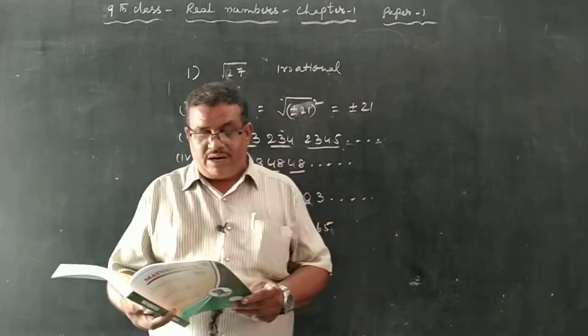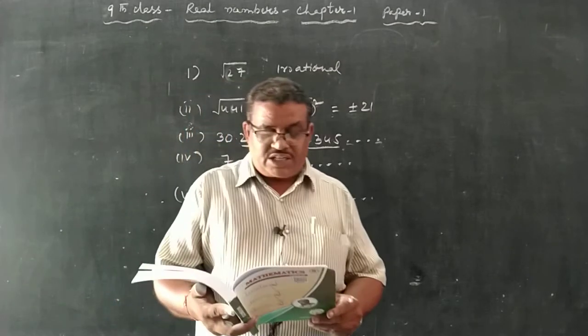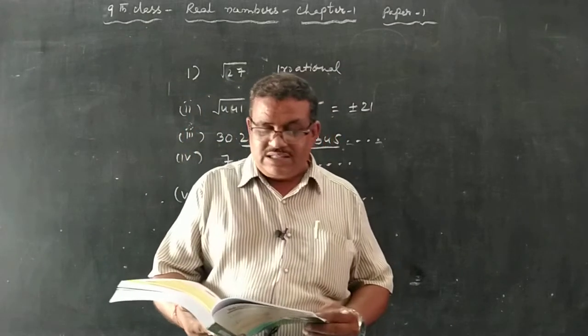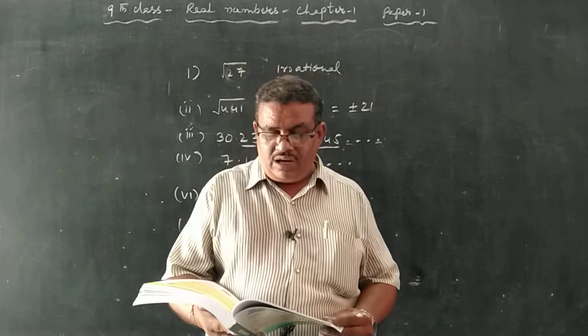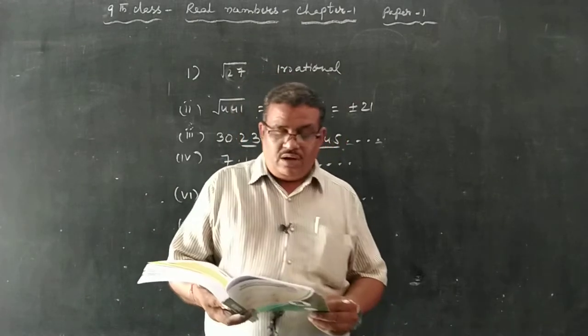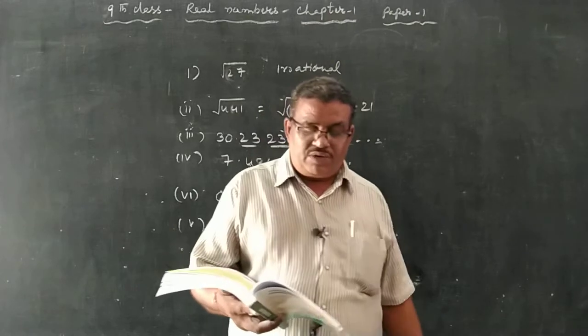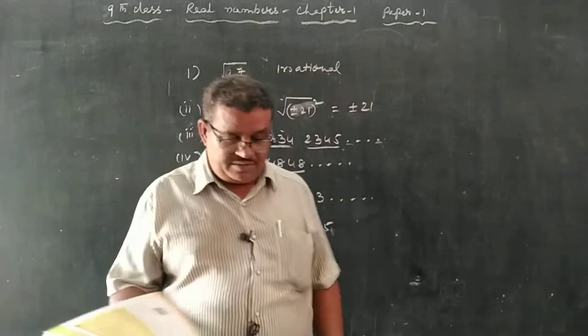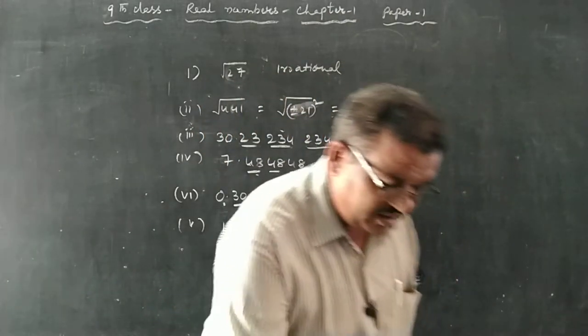This is about the second problem: find an irrational number between 5 by 7 and 7 by 9. How many more can there be? How many irrational numbers are there between 5 by 7 and 7 by 9? Interesting question.